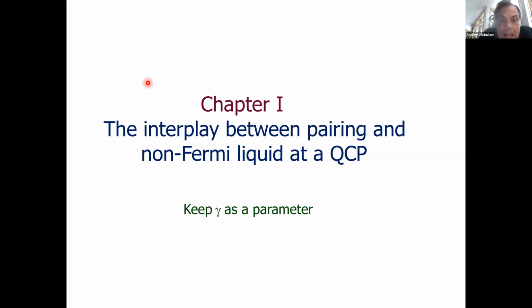So let me start with chapter 1. And at some point you will stop me because you will tell me my time is off. The interplay between pairing and non-Fermi liquid. Who wins and why? So let me take this model without referring to specific cases. I'll keep gamma as a parameter and can always name gamma equal to 1/2, 2/3, etc.